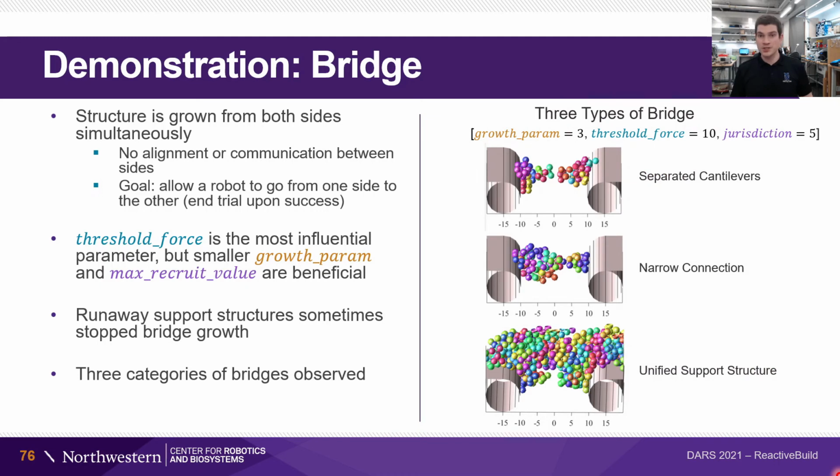Qualitatively, certain bridges failed as a result of the runaway support structure stuff that we talked about with the cantilever. Makes sense, basically two cantilevers that meet in the middle. But we generally saw three types of bridge. The first type of bridge is a separated cantilever, so you have a small gap between the two that a robot can cross. You have narrow connections where you're touching on maybe one or two robots. And then you have the unified support structure bridges, where you have those big support structures kind of meeting in the middle and forming a very thick bridge. The causes of this are not something that we were able to determine through our experiments.